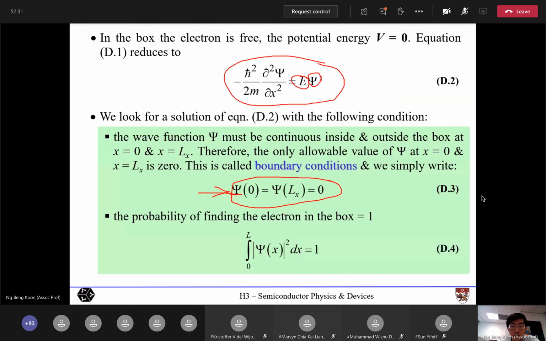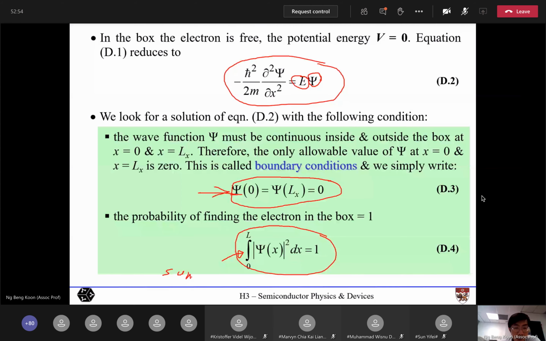So the other condition you can use to solve the Schrödinger equation is this. If you sum up all the probability of finding electrons within the well from 0 to L, a summation translates to integration. If you think about it, the integration sign is like a summation.